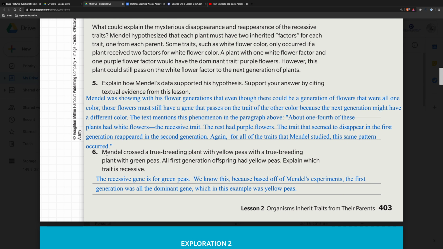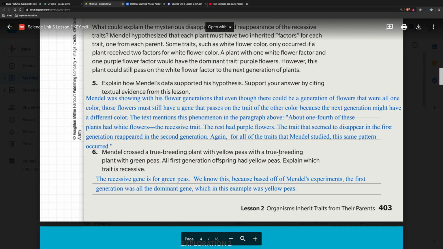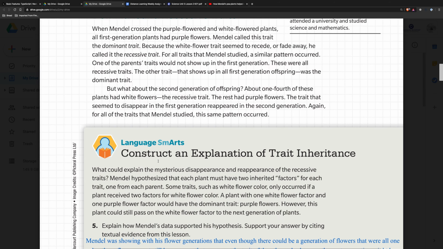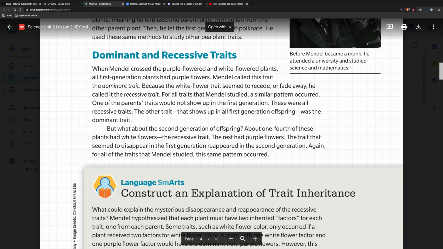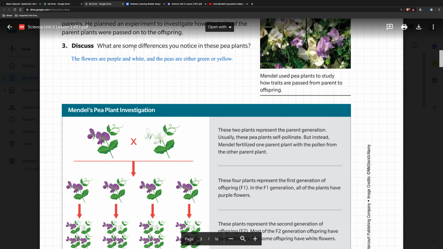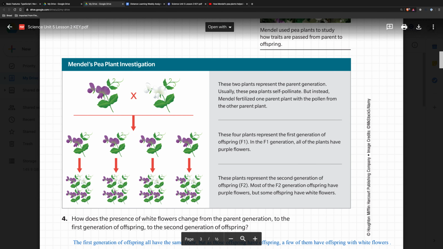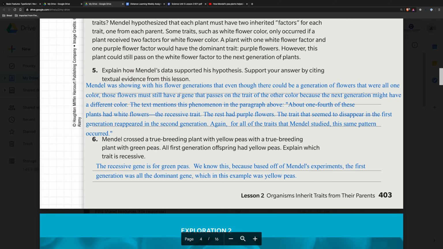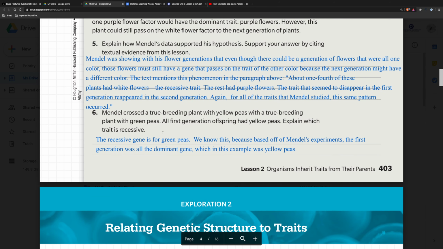And so then it says, Mendel crossed a true breeding plant with yellow peas and a true breeding plant with green peas. True breeding is described somewhere up here. Oh, right here. A true breeding plant is one that will always produce offspring with a certain trait when allowed to self-pollinate. So that was these. If these self-pollinated, these would always be purple and these would always be white. That's what true breeding means.